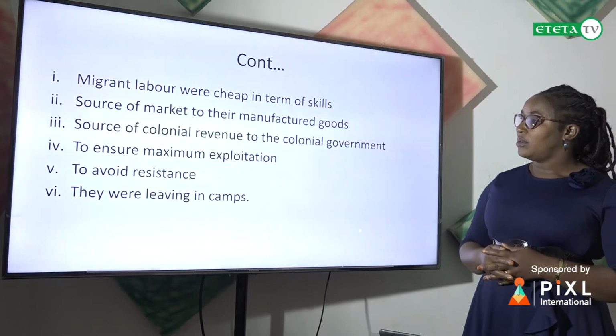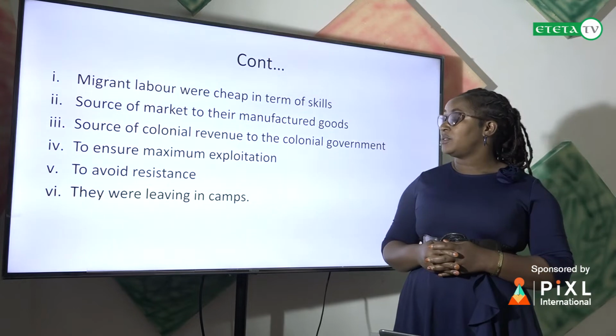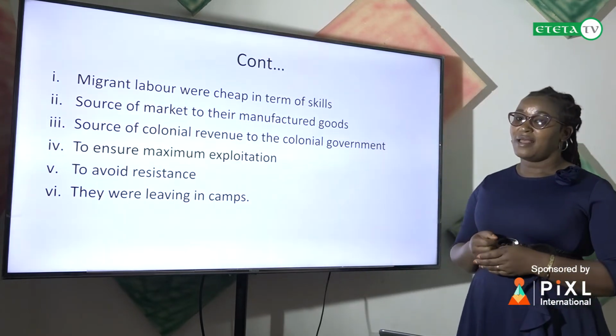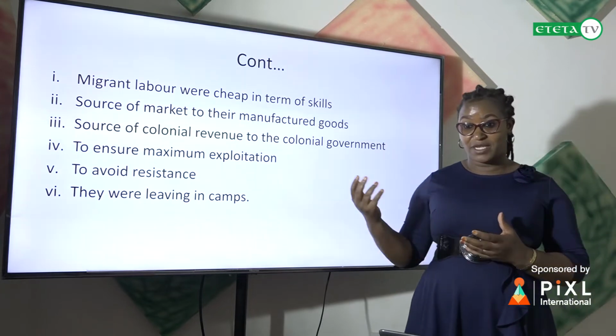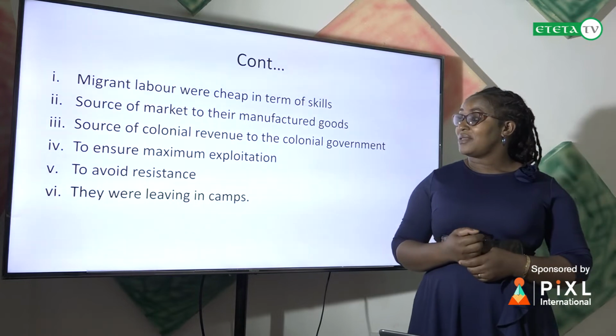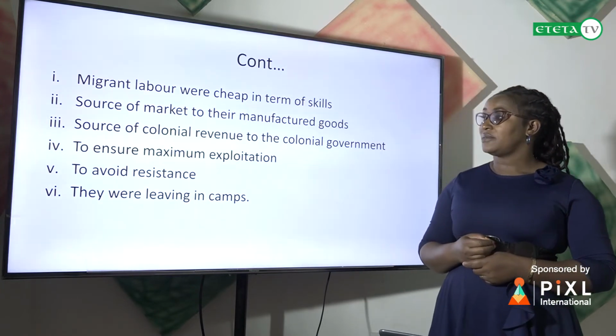Number 2, source of market for their manufactured goods. They used those migrant laborers as customers for the manufactured goods from Europe. Number 3, source of colonial revenue to the colonial government.